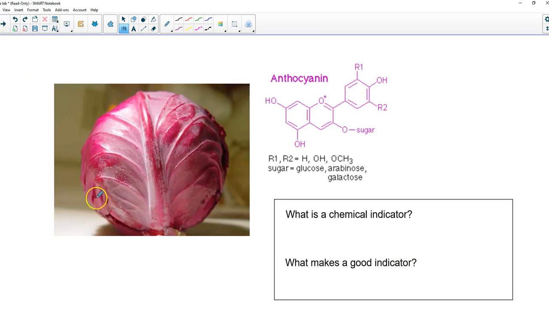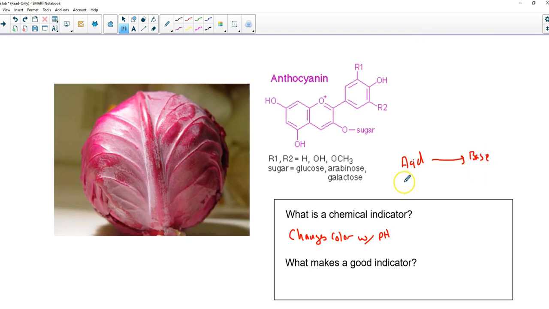All right. So what is an indicator? How does an indicator work? This is a chemical that changes color with pH or with changes of acidity. And it can go back and forth. So if you put something in an acid solution, it might turn one color, and then if you change it to a basic solution, it will change to a different color.